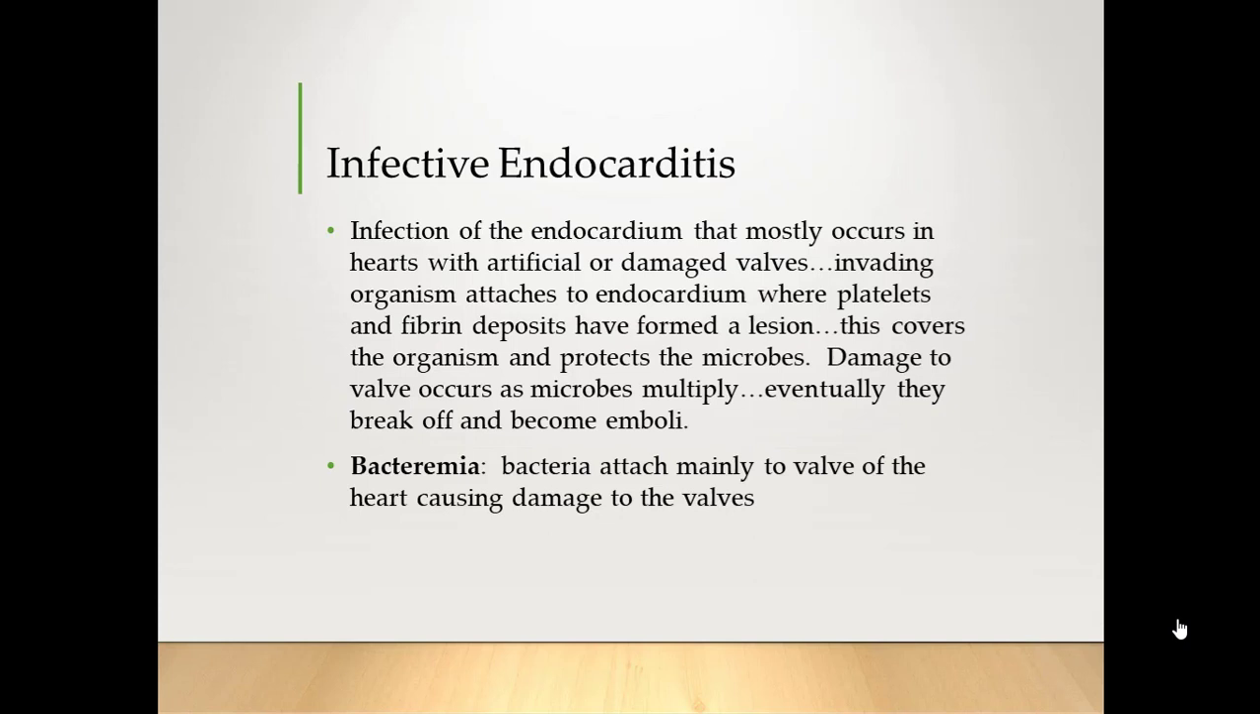Infective endocarditis. Generally, this is when there's damaged or artificial valves, and infection in the endocardium. The bug attaches to the endocardium, where platelets and fibrin have formed a lesion, like a damaged valve. That lesion will cover the organism and protect the microbes, so valve damage actually happens when these microbes covered by the lesion multiply. Eventually, they'll break off, become a blood clot, and travel.